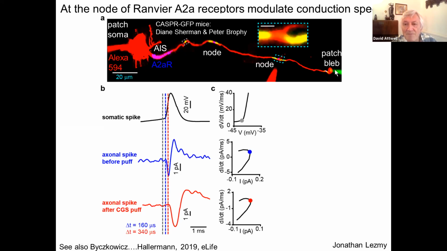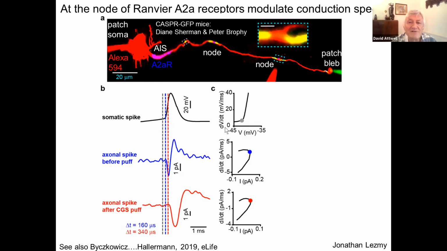And he then patch clamps the end of the axon where it's been severed by the brain slicing process, and there's a bleb which he can patch. And then afterwards, he can do immunohistochemistry to label for adenosine receptors, shown in blue here, producing this purple color at the node. So he then waits for a somatic spike to occur and records the resulting spike when it reaches the end of the axon.